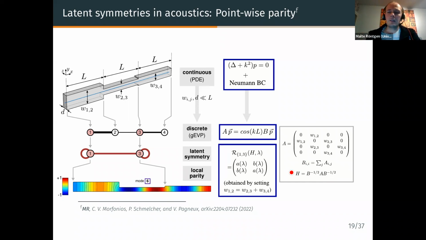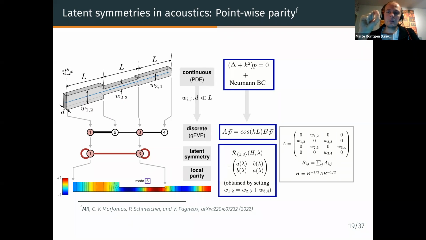And it turns out, this is what I really like about this system. If you set this width here equal to the sum of this and this width, this alone is enough to get a latent symmetry between the waveguide points 1 and 3. So between the point here and the point there. Now we have to go back. So we have a latent symmetry in our Hamiltonian H.